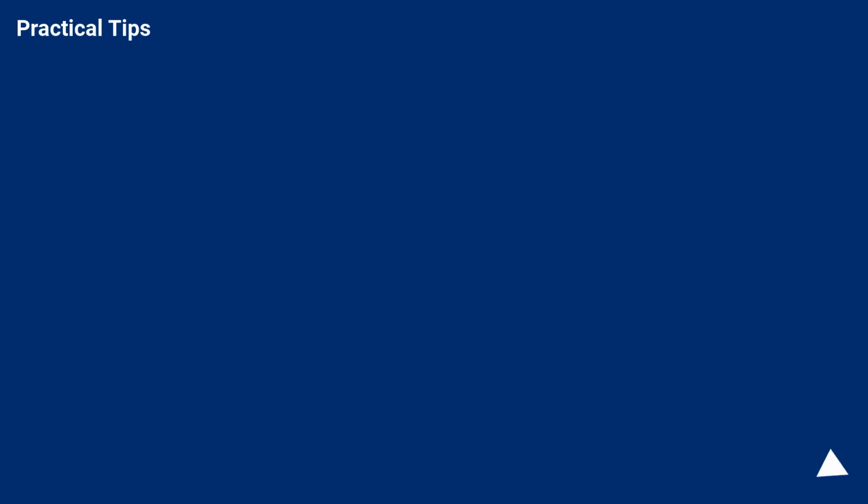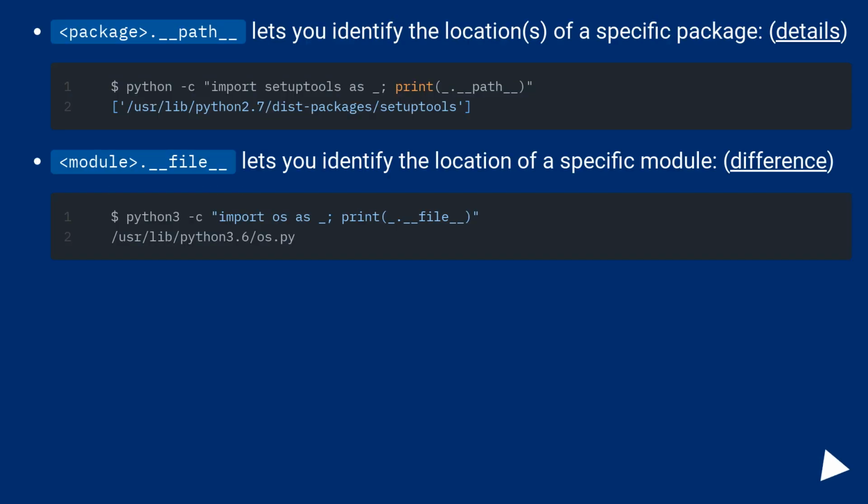Practical tips. Package.__path__ lets you identify the locations of a specific package. Details. Module.__file__ lets you identify the location of a specific module. Difference.